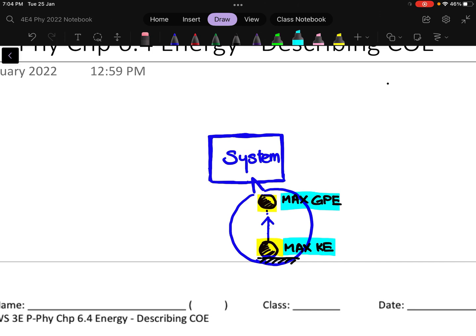So a system can be anything, but it refers to an object whereby the energy just converts from one form to another, and there is no energy transfer in or transfer out.